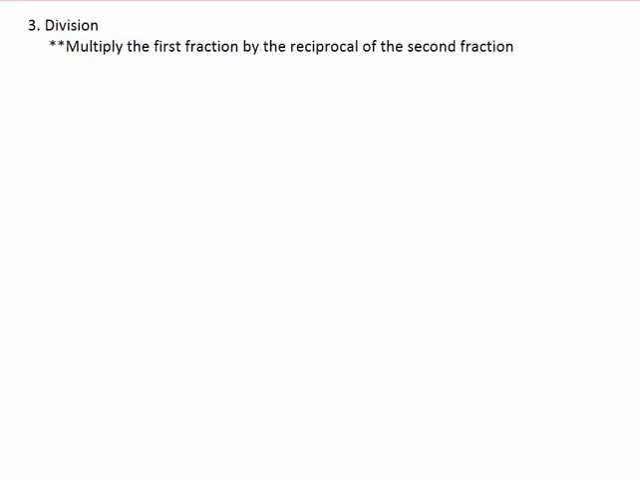The final situation you might encounter is the division of two rational numbers, so two fractions. How you want to tackle this is you multiply the first fraction by the reciprocal of the second fraction. So you're essentially turning a division problem into a multiplication problem. Let's start with an example. If we're given negative 5 over 8 divided by 3 over 7, let's go about it using the steps that we just learned.